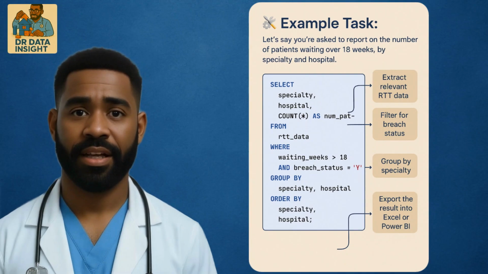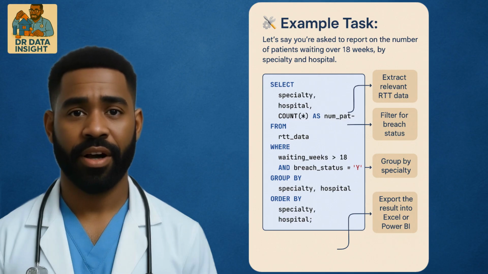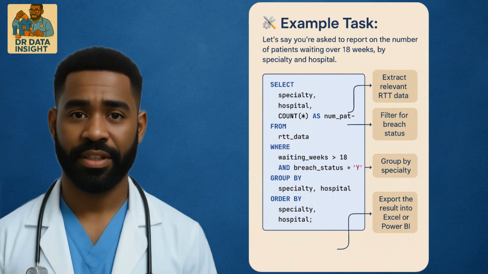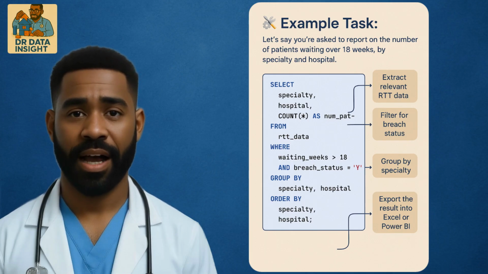Example task. Let's say you're asked to report on the number of patients waiting over 18 weeks by specialty and hospital. You'd use SQL to extract relevant RTT data, filter for breach status, group by specialty, and export the result into Excel or Power BI. Tip: learn to write readable queries. Comment your code and use table aliases. It makes collaboration easier and errors easier to trace.